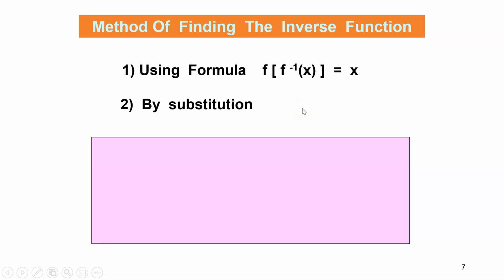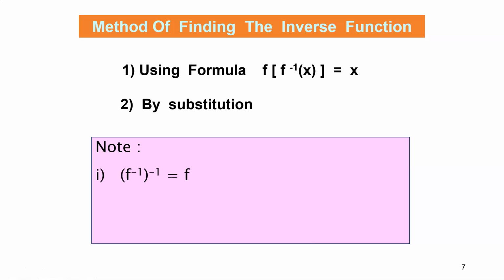Now we're going to see the method of finding the inverse function. So there are two ways of finding the inverse function. First one is using a formula, which is this formula: f multiplied with f inverse equal to x. This is f, the original one. This is the inverse one. So you'll get x. And the second one is by using the substitution method.